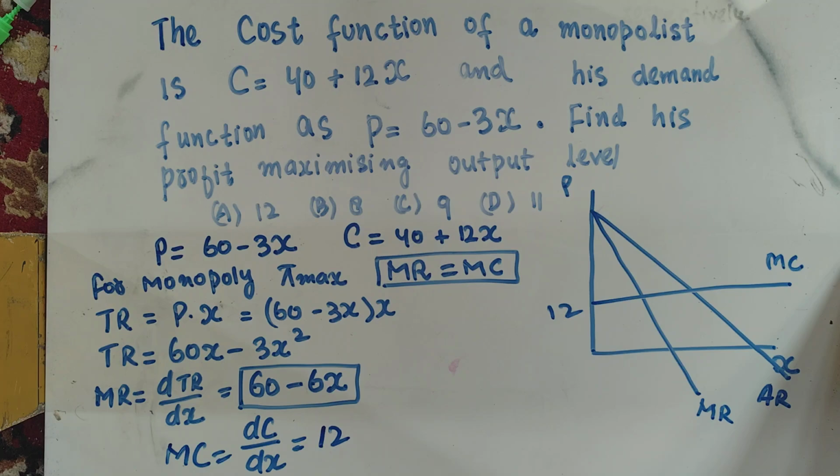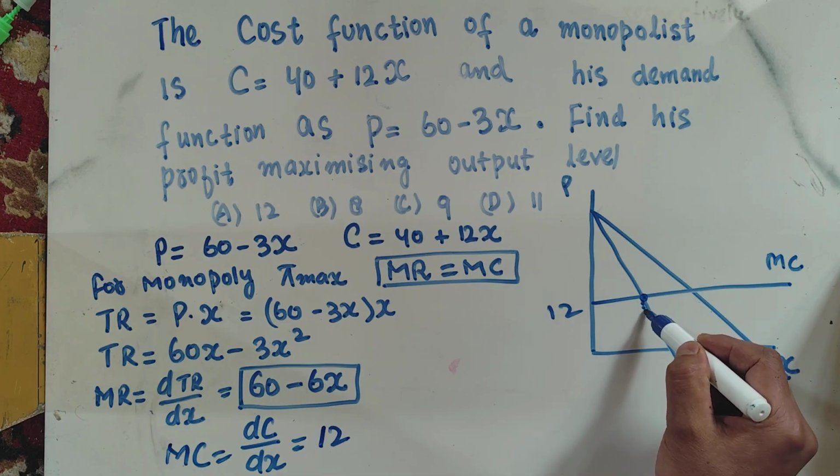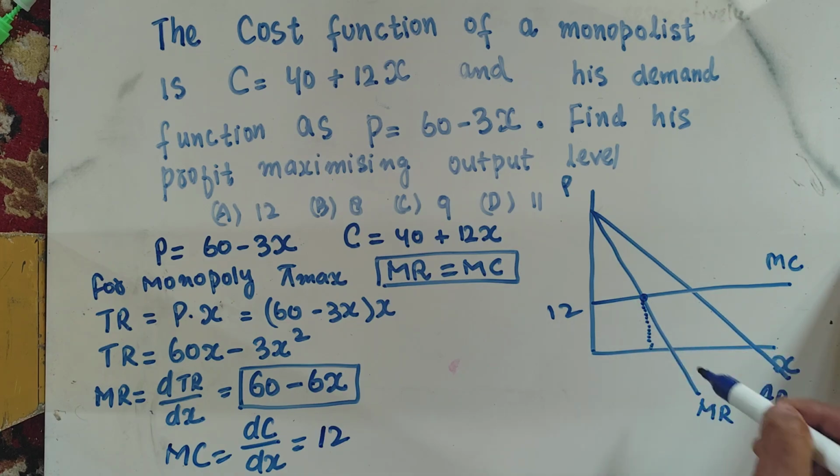So for profit maximization, we equate marginal revenue and marginal cost. So they intersect at this point. So this will give us the corresponding profit maximizing level of output.